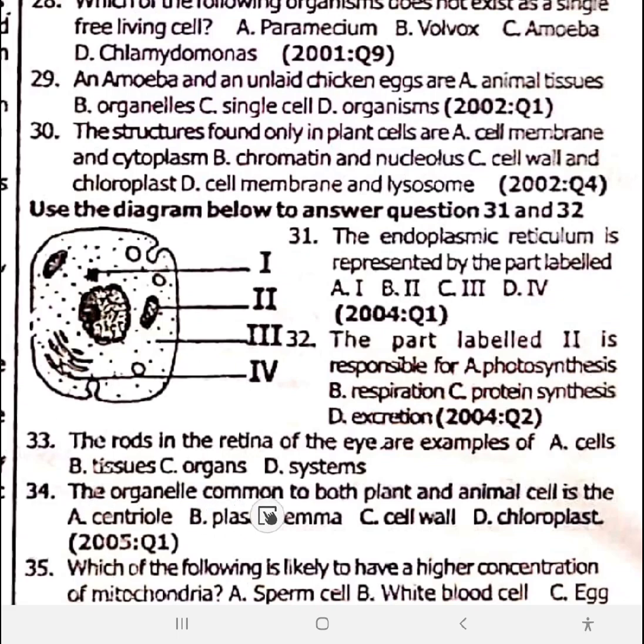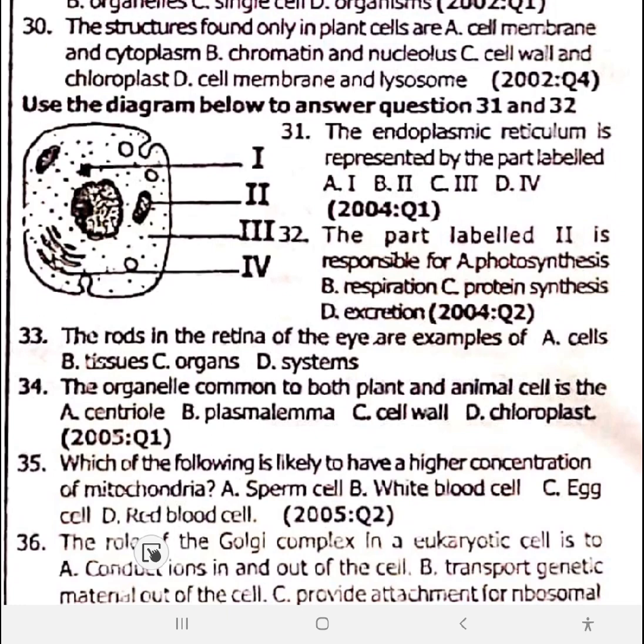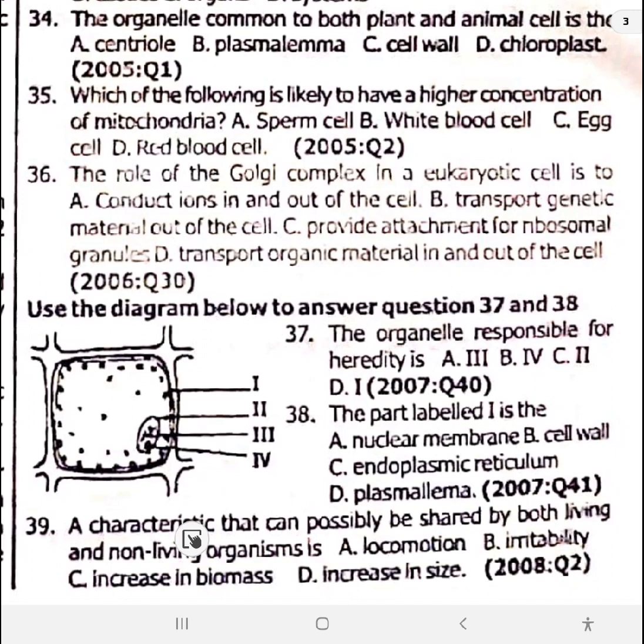34. The organelle common to both plant and animal cell is plasma membrane, option B. Plasma membrane is common to both plant and animal cell. 35. Which of the following is likely to have a higher concentration of mitochondria? Sperm cell. 35 is option A. 36. The role of the Golgi complex in eukaryotic cell is to, don't forget, Golgi complex helps to transport items. 36 is option D, transport organic material in and out of the cell. 37, the organ responsible for hereditary.